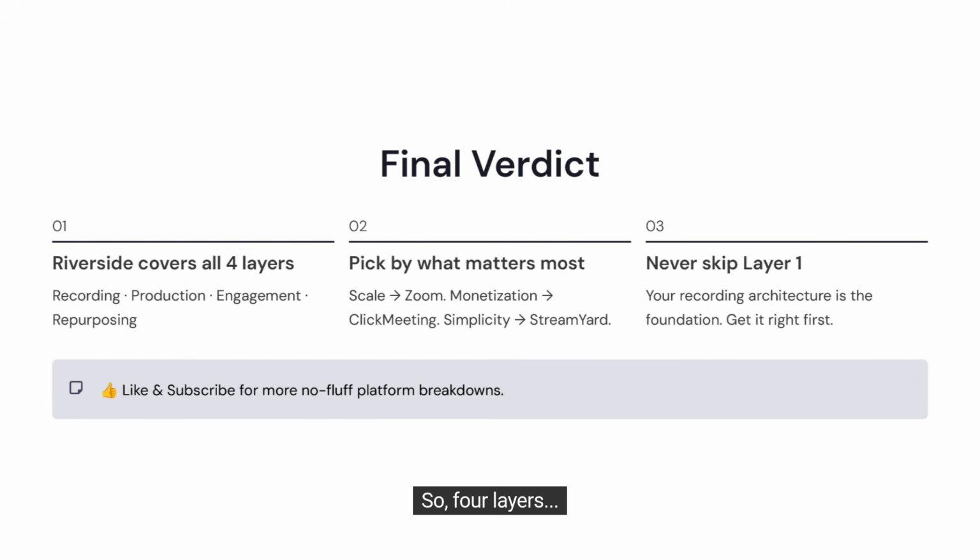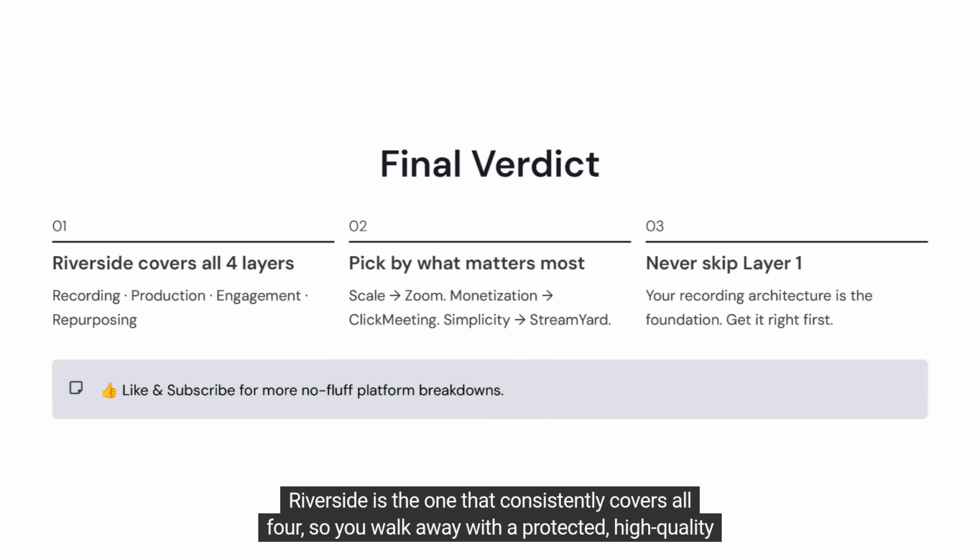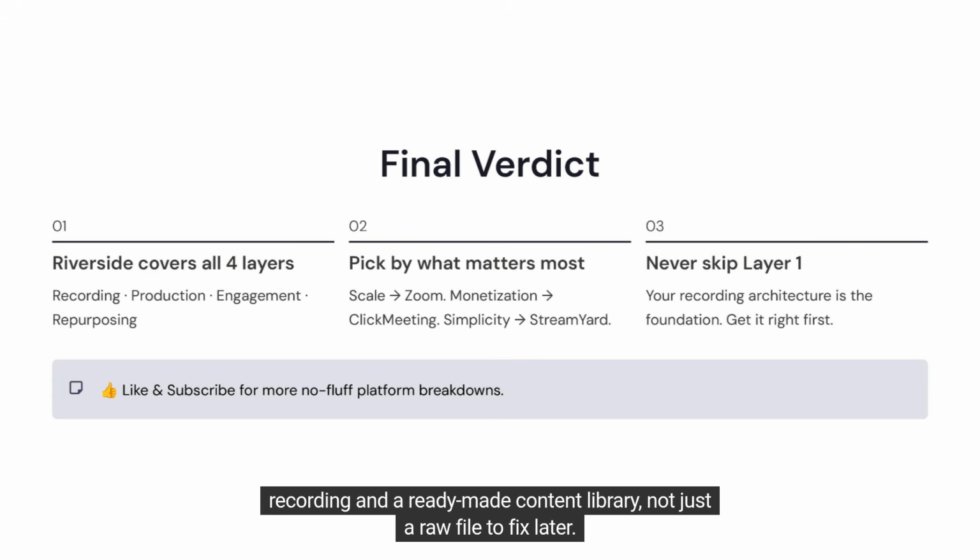So, 4 layers. Recording, production, engagement, repurposing, and most platforms only cover a couple. Riverside is the one that consistently covers all four, so you walk away with a protected, high-quality recording and a ready-made content library, not just a raw file to fix later. Pick based on what matters most for you, but never ignore layer 1.